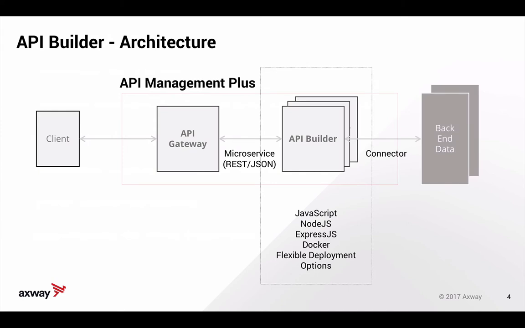This diagram is a high-level architecture of API Builder. You can see it on the right-hand side of this diagram. And again, API Builder connects to backend data sources and exposes those data sources as optimized JSON REST APIs or microservices. Then you can optionally virtualize those APIs in the gateway to apply governance to your APIs and eventually consume them in the client, whether it's a mobile application or a website.